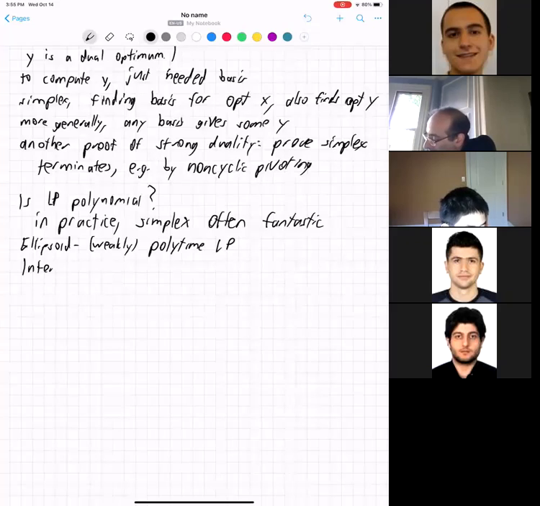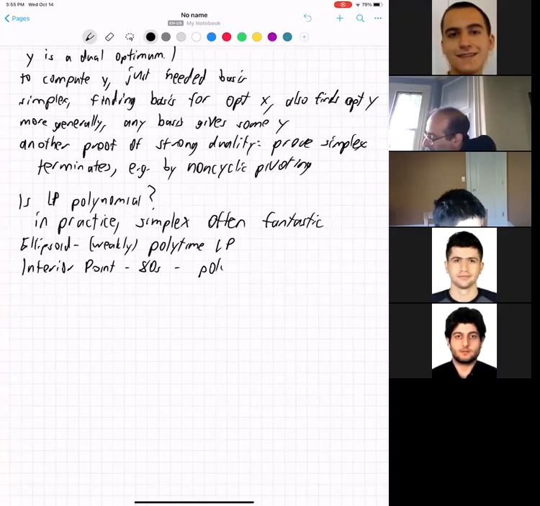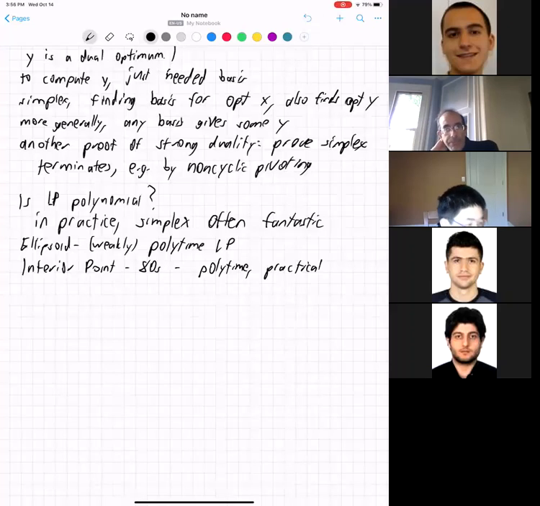Interior point, which was developed in the 80s, is polynomial time, and thanks to a lot of work, is practical and in some cases beats simplex now for certain kinds of problems. So on Friday, I'll give you a relatively complete but high-level picture of ellipsoid, and I'll give you a really hand-wavy sketch of how interior point works.